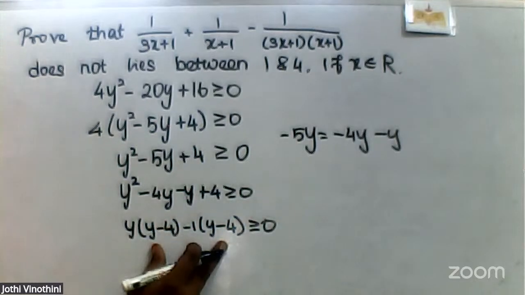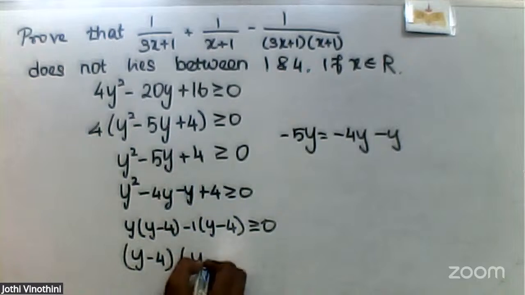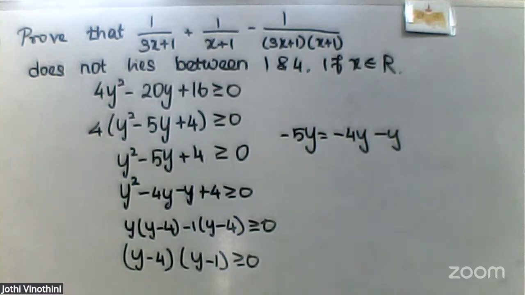So see, in both the terms we have y minus 4, so I am taking this out. y minus 4 multiplied by y minus 1 greater than or equal to 0. Okay? So we are almost done with the sum. I give you 1 minute so that you can copy this and we will move to the next and final step.